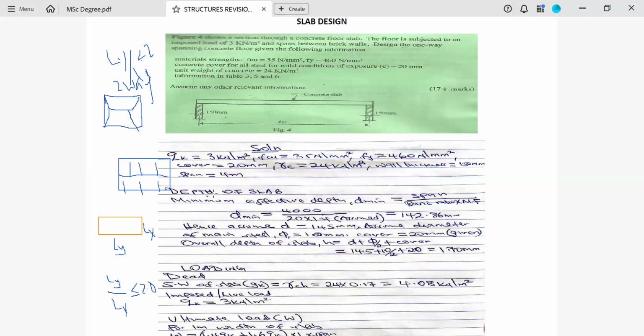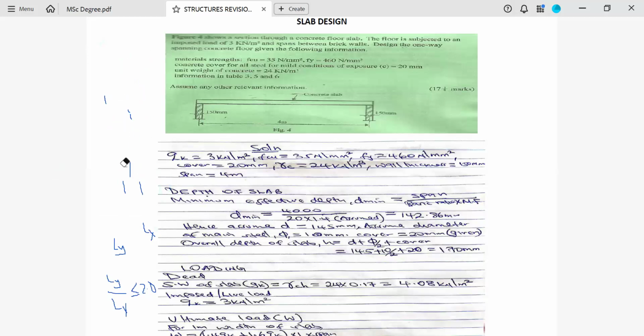Now, remember, millimeters are very small measures, so we cannot have 142.86. Hence, I shall assume my effective depth as 145 millimeter. I take 145 millimeter. And then after that, I will assume the diameter of main steel as 10 millimeter and the cover, as given, as 20 millimeter. Now, let me show it to you.